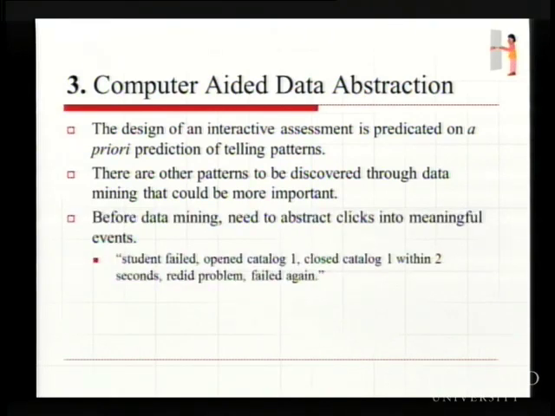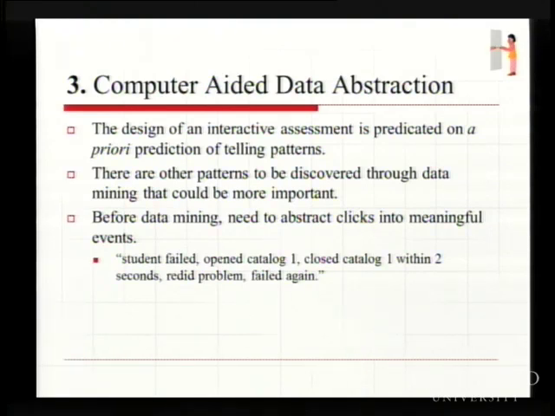But before you can do it, you've got to do this abstraction, right? You've got to turn the clicks into meaningful events. And this is really a difficult problem. So, for example, I might want to code this as a particular kind of event that's very important. Student failed, they opened catalog 1, they closed catalog 1 within 2 seconds, and then they redid the problem and failed again. Right? You might characterize this as the kid looking for a quick fix and not paying attention, something like that, and they're not learning.